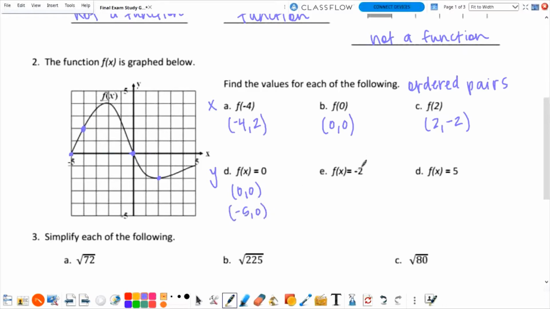All right? F of x equals -2. So we have -2 right here. And we're looking across. And this is a point we've already found, which is 2, -2. And the last one, we have f of x equals 5. So we're looking for our y value of 5, which is all the way at the top up here, and you'll notice that there is nothing that high, so there is no solution here.